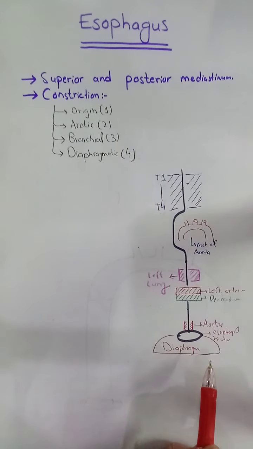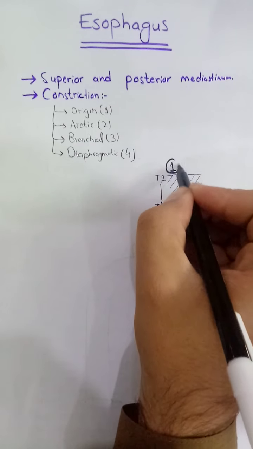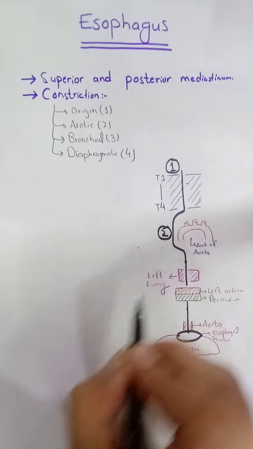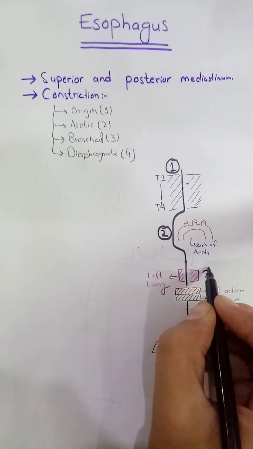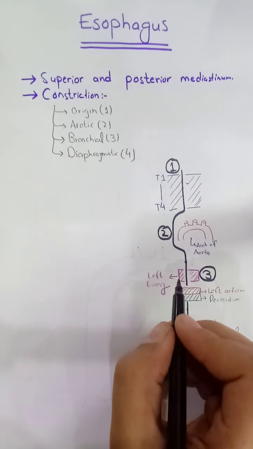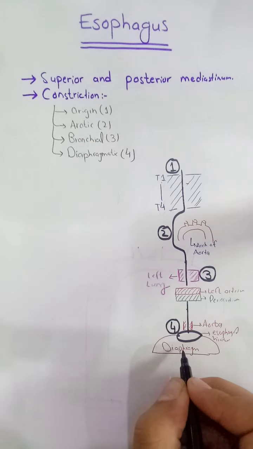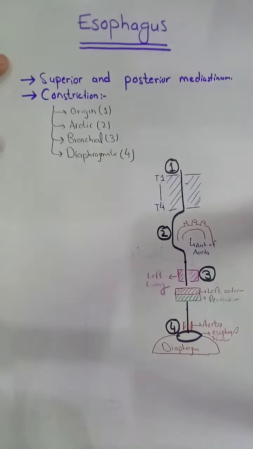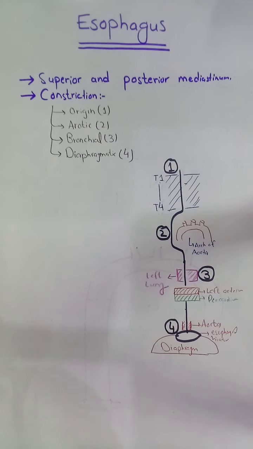So this is a schematic diagram of the esophagus. Now we will see its constrictions here. The first constriction will be here at its origin. The second constriction is here, where it is pushed toward the median plane by the arch of aorta. The third constriction is at this point, where it is pushed anteriorly by the left lung, and the fourth constriction is here, at the point where it enters the diaphragm through the esophageal hiatus. These are the four constrictions. And now we will see the blood supply.